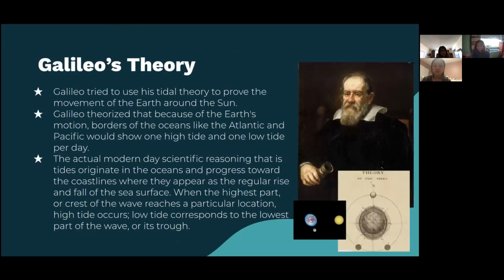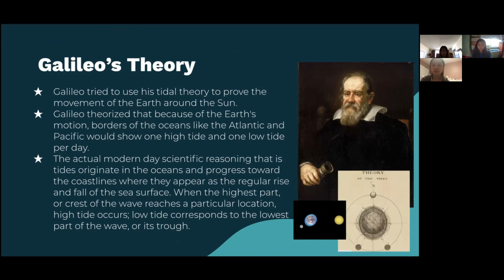And now we move on to the history, where we can look at Galileo's theory. So Galileo tries to use his tidal theory to prove the movement of the Earth around the sun. He theorized that because of the Earth's motion, borders of the oceans like the Atlantic and Pacific would show one high tide and one low tide per day.